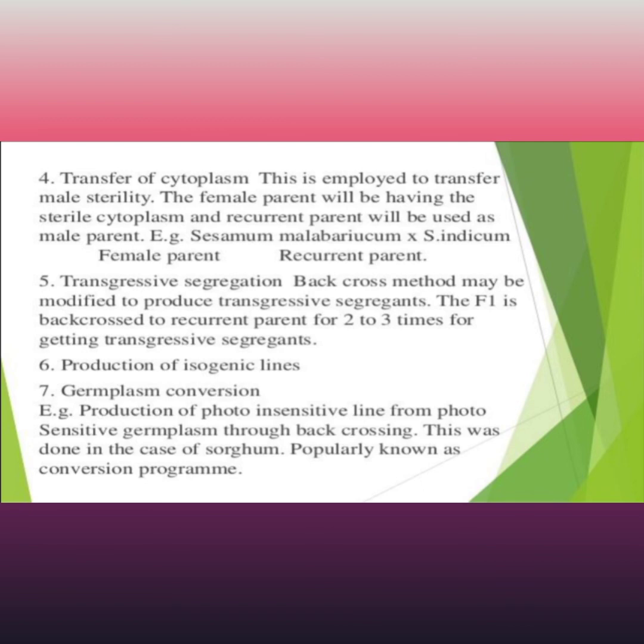Transgressive segregation: backcross methods may be modified to produce transgressive segregants. The F1 is backcrossed with the recurrent parent two to three times to get transgressive segregation. Production of isogenic lines and germplasm conversion: production of a photoinsensitive line from photosensitive germplasm through backcrossing. This was done in the case of sorghum, popularly known as the conversion program.